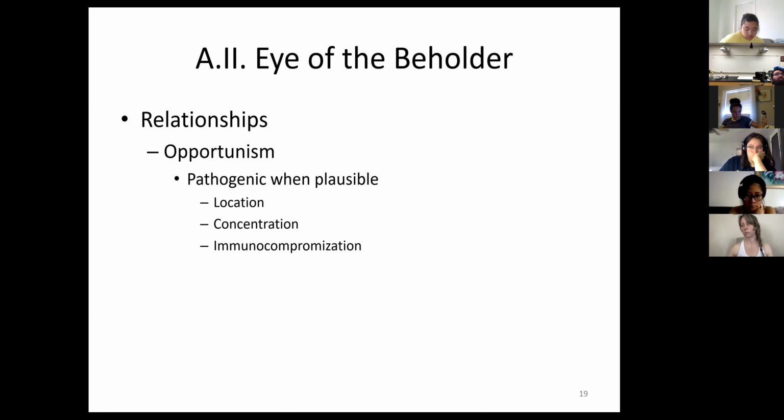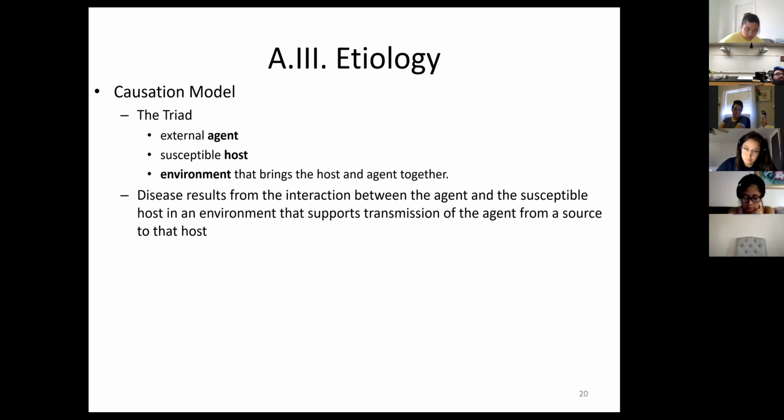And this will really be influenced by where it is on the host, the amount of it that is present on the host itself, and more than anything else, how well your immune system is working. So the idea here is that if you're young, for example, and your immune system is not fully developed, certain things can become more pathogenic. Or also as you're aging and your immune system starts to kind of fade away, you're more at risk for these types of opportunistic infections.